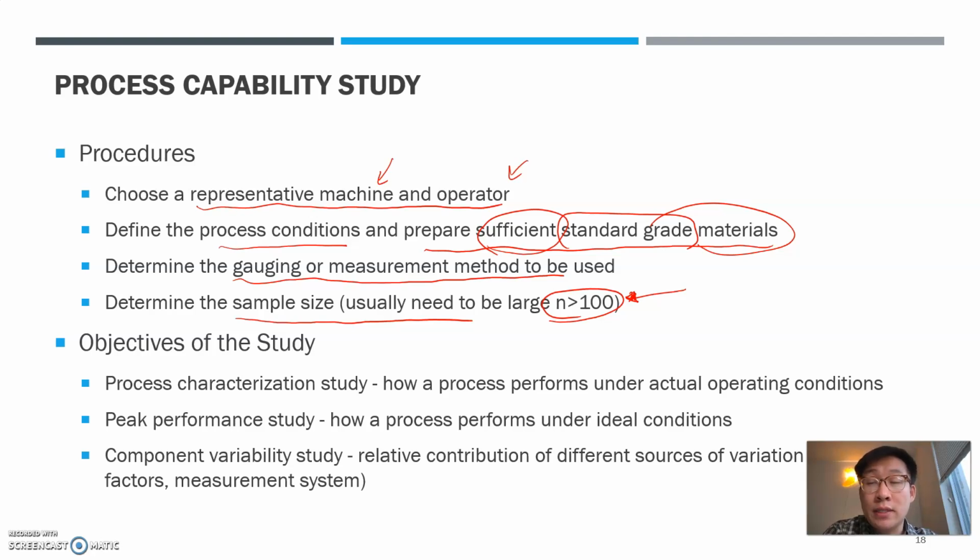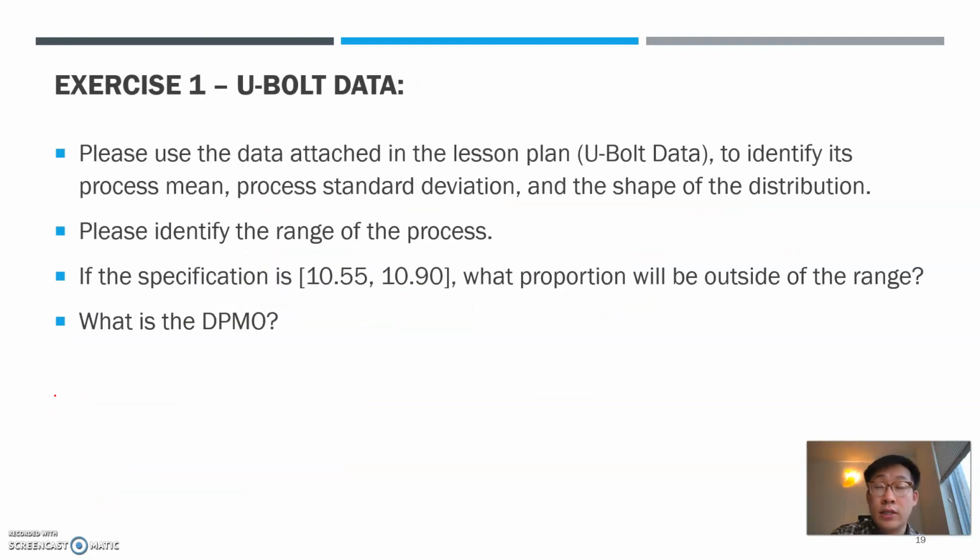Again, the objective of the study: one thing you'd like to understand is the characterization of the process. What is the average? What is the standard deviation? What is the shape? Then we'd like to study the peak performance of the process, and we also like to study component variability. What contributes to the variations? That takes us back to the chapter 6 contents, those experiment designs. But our focus in this particular chapter is actually the first one here, the process characterization study.